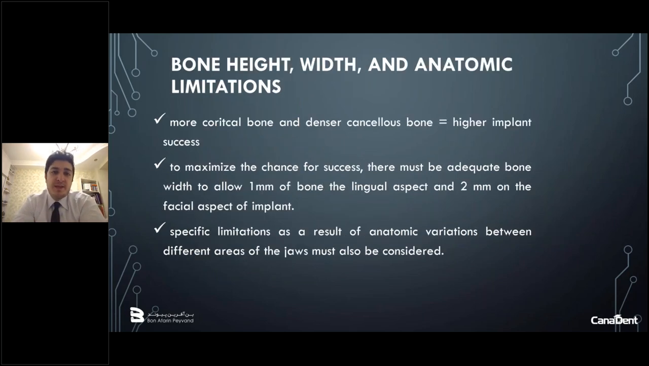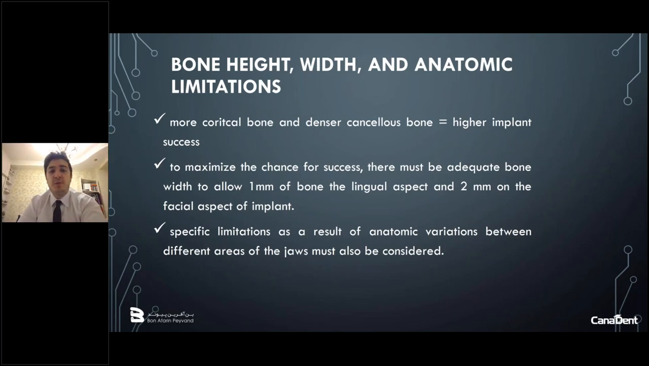The more cortical bone and the denser or cancellous bone is in the site of the implant surgery, the higher implant success we will have. To maximize the chance of success, we must have an amount of bone available around our implants, and that is approximately 1 millimeter of bone in the lingual aspect and 2 millimeters in the facial aspect. We will get to these anatomy considerations.